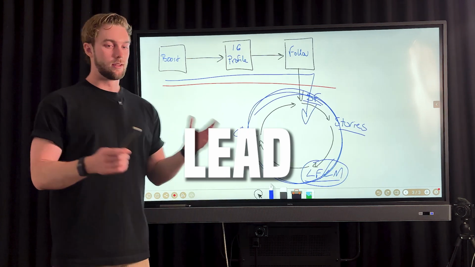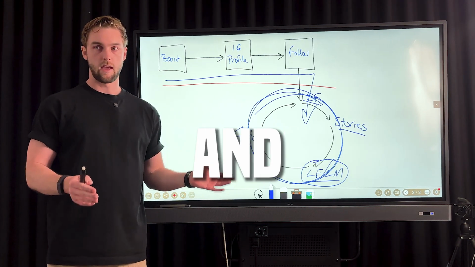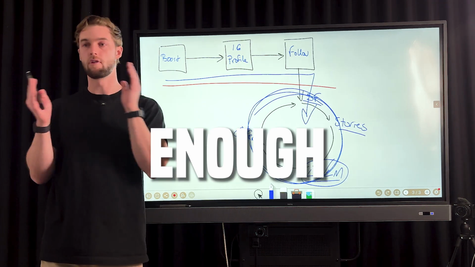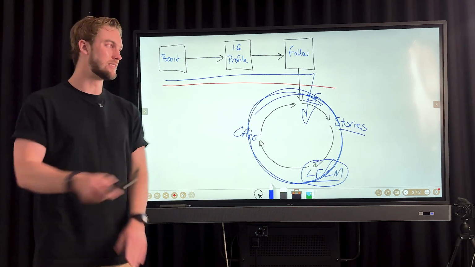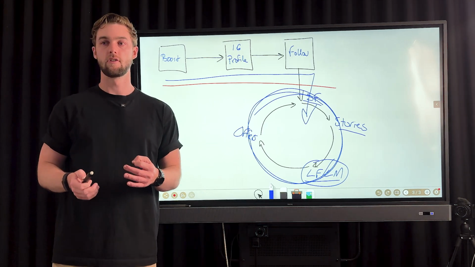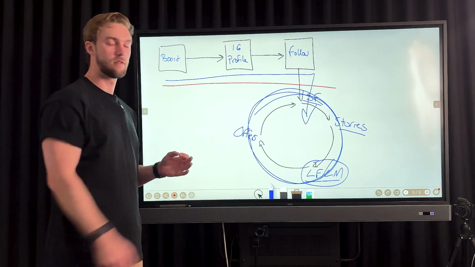Lead generation and lead nurturing are two different things. And most people are way too fixated on lead generation and nowhere near enough focused on lead nurturing. This is the lead nurturing process, and this is what feeds lead generation. You can't have lead generation without this stuff.